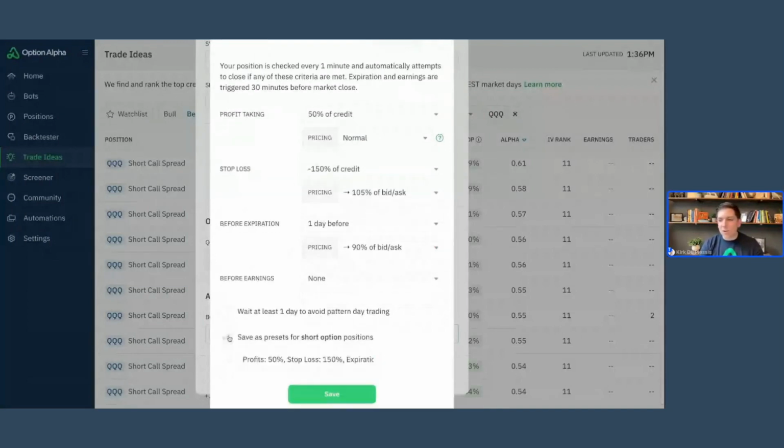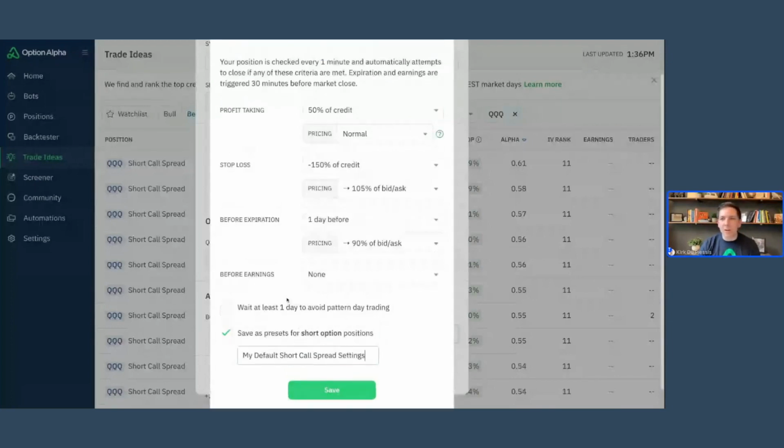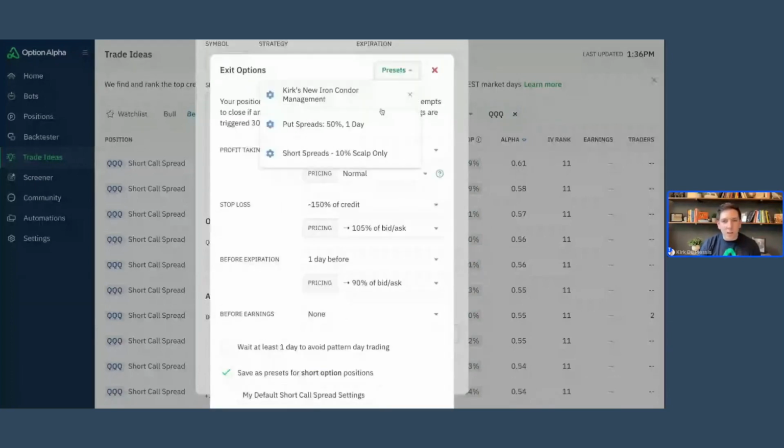You can save these settings so you don't have to redo them over and over again. You can say like my default or short call spread settings. Whatever you want to do, you can save it as a preset. Notice I've got a couple of presets that I've been using here and you can load those up too. So you do this once, save it as a preset, then it's good to go and you're all set.